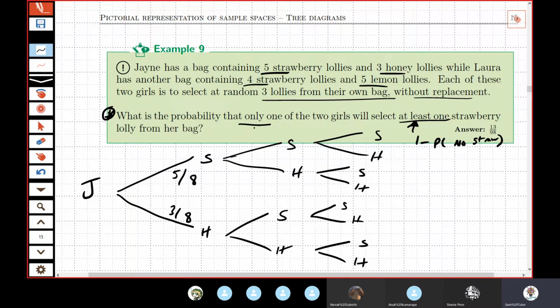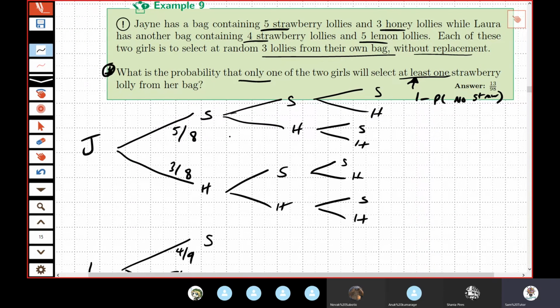The problem is it's saying that only one of the two girls will be getting to this situation. So how does that work? And that's why that's a more advanced style question. The way it works, we've got Jane, and we've got, who is it, Laura.